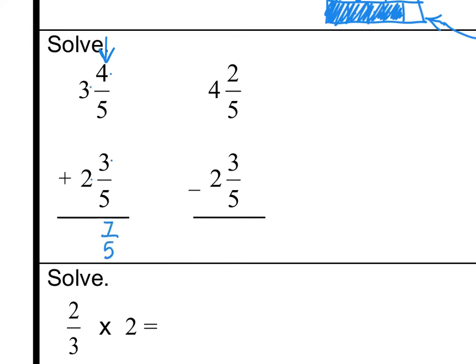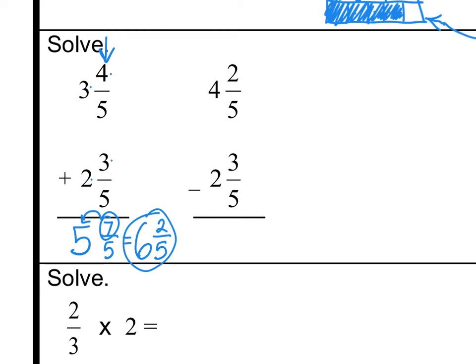And 3 wholes and 2 wholes is 5 wholes. But look, we've got an improper fraction. We're going to pull 5/5 out and make another whole. So we'll have 6 wholes. And if I take 5/5 away from 7/5, I have 2/5 left over. So final answer there, 6 and 2/5.